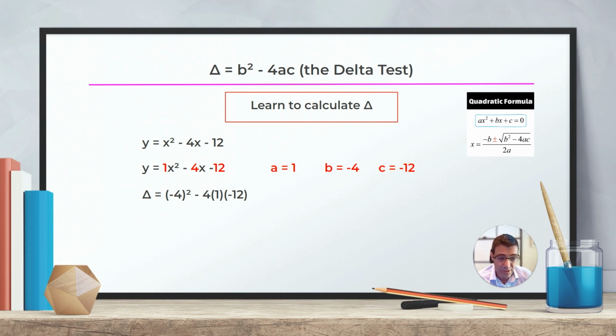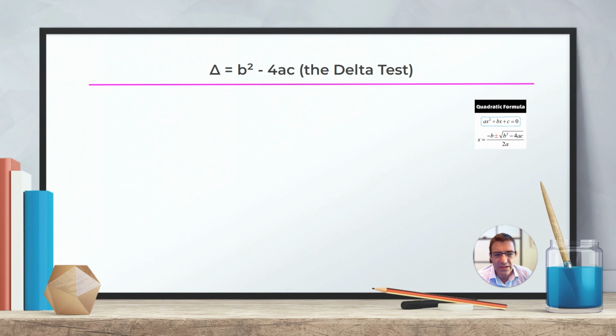So it'll be 4 times 1 times 12, which is 48. So we end up with 16 positive and 48 positive. And 16 plus 48 is 64. 64 is a positive value. Therefore, delta is positive, and our equation will again have two solutions. Let's look at another case.